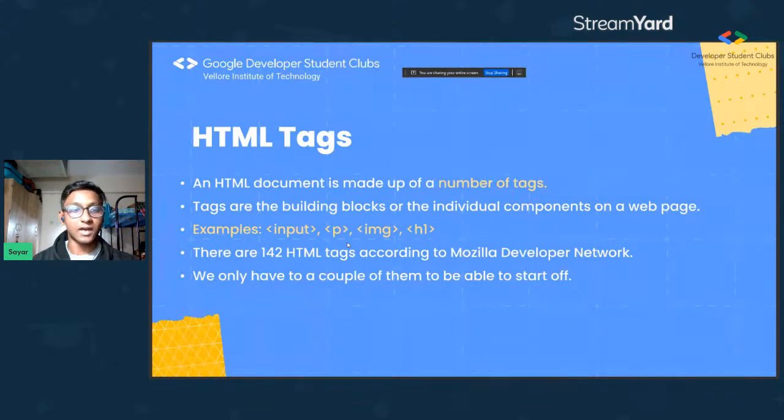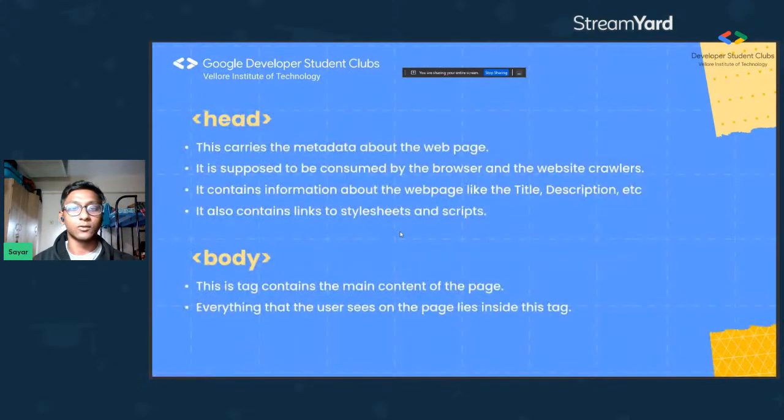Now, there are 142 HTML tags according to Mozilla Developer Network documentation. We only have to learn about a couple of them, not all of them, because it's not possible. Okay. So the first two tags that I'm going to talk about are the head and body tags. These are the most important tags in HTML. So what happens is that the head tag contains metadata or a description about the web page.